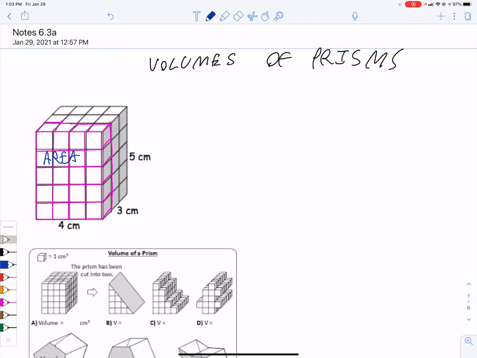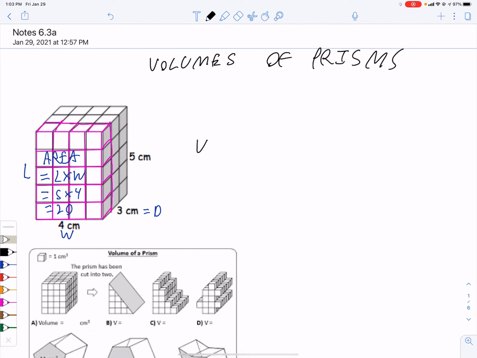In this case, the area is going to be base times height, or length times width, whatever you want to call it. We can call this length, width, and we can call this depth, D, whatever you want to call it. The area would be length times width, and in this case it's 5 by 4. So on the front, we know we have 20 cubes. Then, how many sets of those do we have? The depth, we have 3.